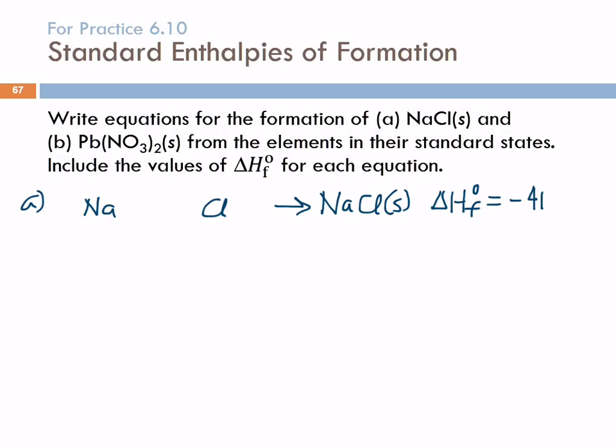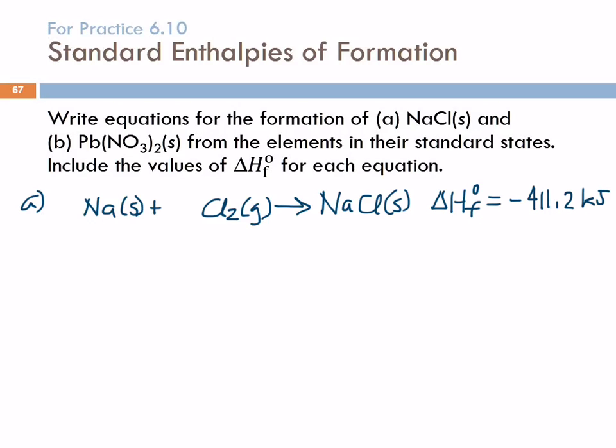Minus 411.2, and that's going to be kilojoules. So sodium is a solid, chlorine is Cl2, and it's a gas. Yes? If the equation shows it's only 1 mole, do we still need to put 411.2 kilojoules per mole? Well, this is saying include the values of the heat of formation for each equation.